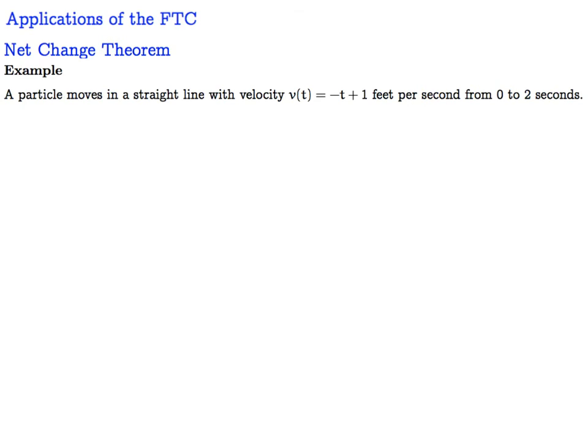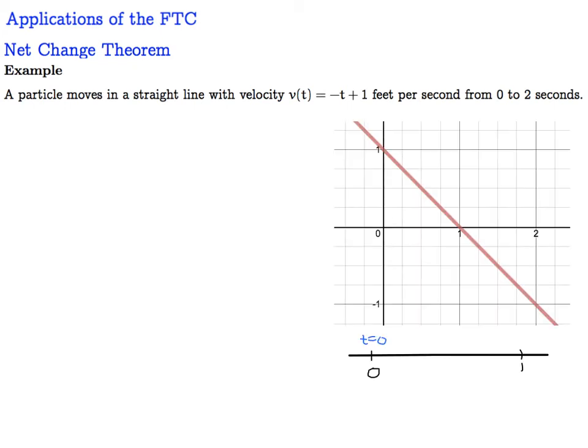So our final idea of the day is the net change theorem. For an example, suppose a particle moves in a straight line with velocity v of t equal to negative t plus 1 feet per second from 0 to 2 seconds. Let's look at the graph of this function and then we'll think about what this problem is telling us. What you want to imagine is there's this particle and it sits on this line, and it's starting at time 0 at position 0.